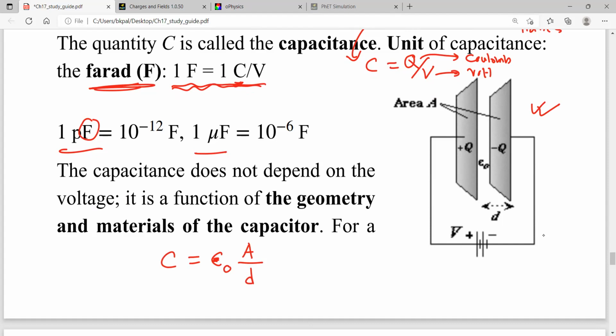Here you see that the plate is rectangular. Sometimes you may see this kind of capacitor, with circular disc shape. Whatever the shape, it doesn't matter. Remember that in this equation, A is the area of the plate. It could be rectangular, it could be circular. And D is the separation. For example, here D will be the separation.